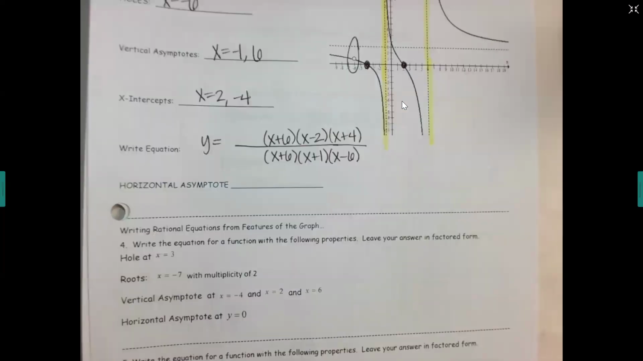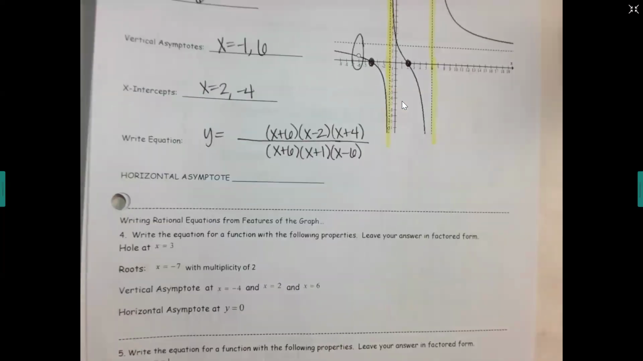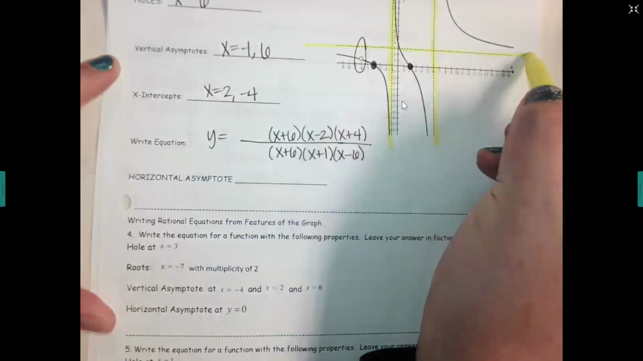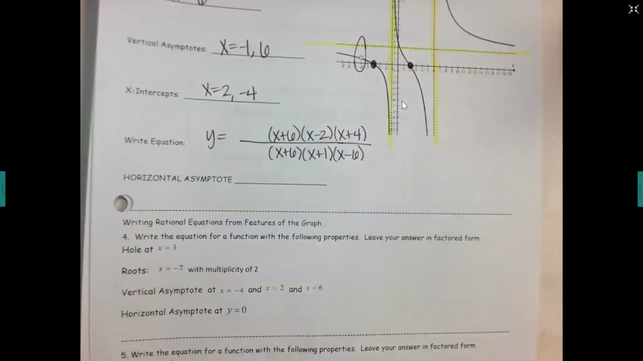Okay, last question. Is there a horizontal asymptote where the ends flatten out towards? Okay, yes, at what y value? 3. So put y equals 3.